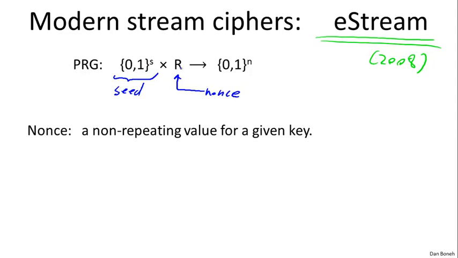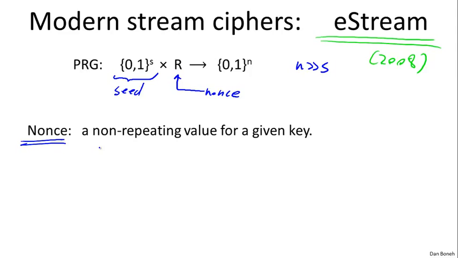So they take 2 inputs, a seed and a nonce. And then, of course, they produce a very large output. So n here is much, much bigger than s. Now, when I say nonce, what I mean is a value that's never going to repeat as long as the key is fixed. And I'll explain that in more detail in just a second. But for now, just think of it as a unique value that never repeats as long as the key is the same.